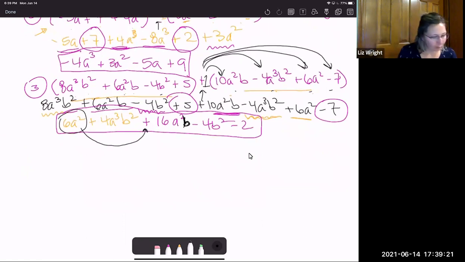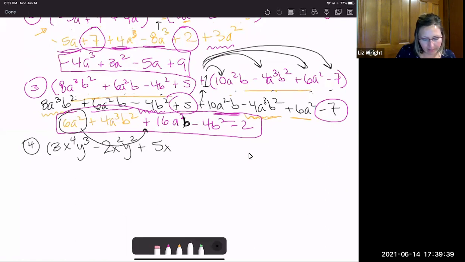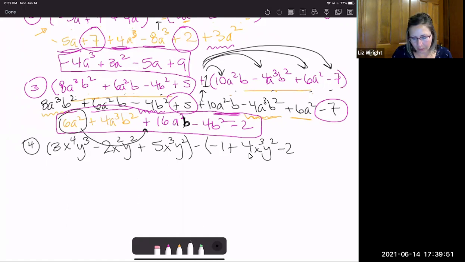Let's try another one before we start multiplying. So our next one, this is another subtraction one. We've got 3x to the 4th y cubed minus 2x squared y squared plus 5x cubed y squared minus the quantity of negative 1 plus 4x cubed y squared minus 2x to the 4th y cubed minus 2x squared y to the 3rd. And then that's the end of the parentheses. So it should be close off parentheses there.